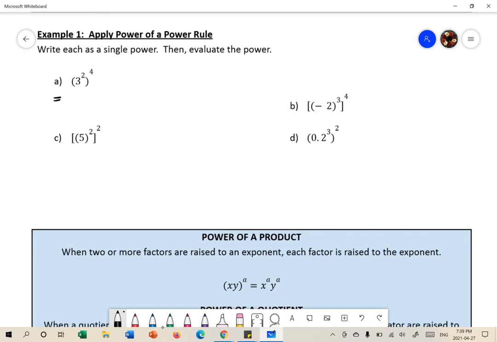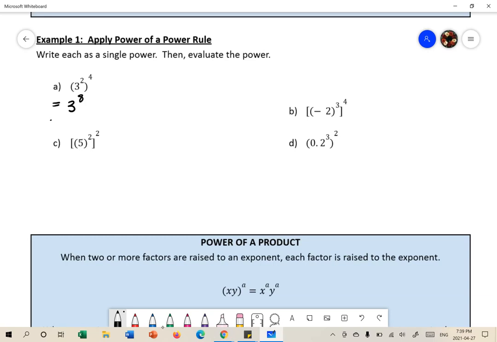So the base will stay as 3, and we're going to multiply 2 times 4. And then using our calculator, 3 to the power of 8 is 6,561.